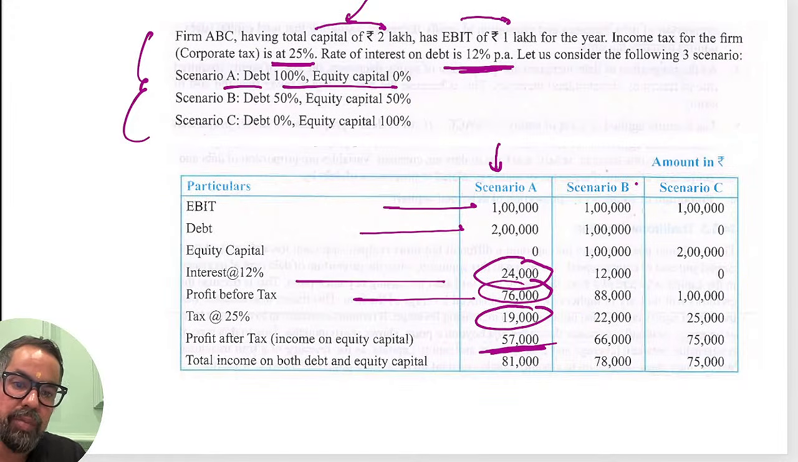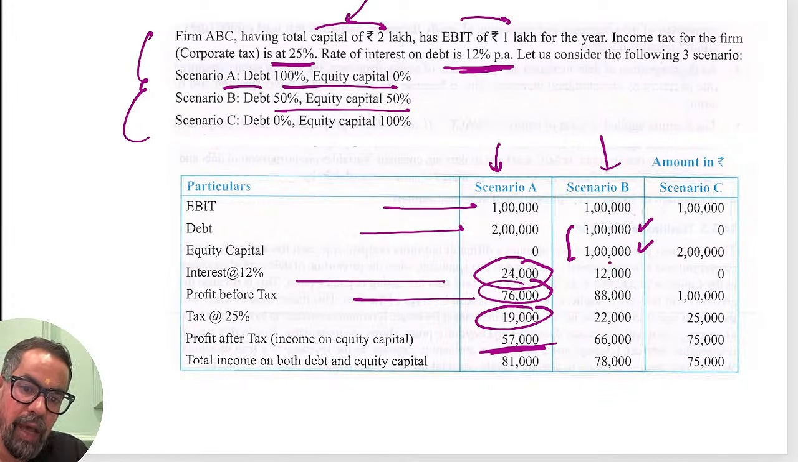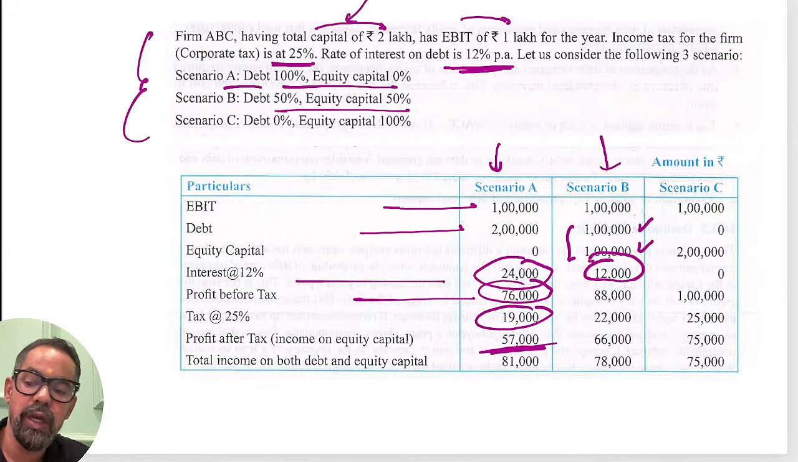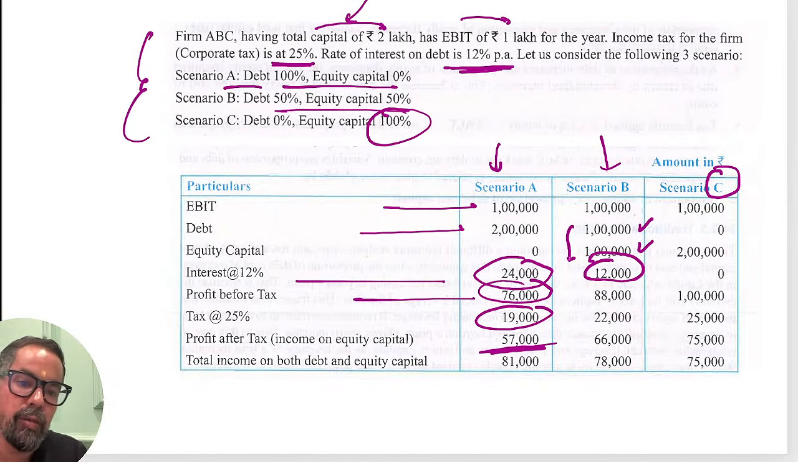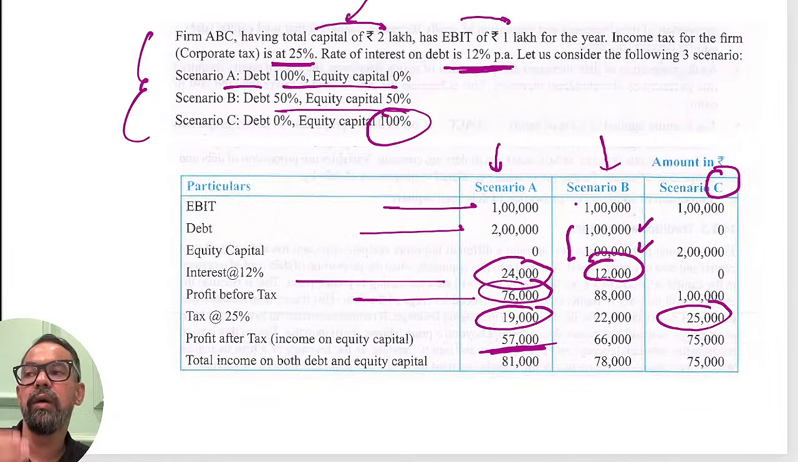Now when it comes to company B, 100% equity. So here 1 lakh EBIT, with 1 lakh capital. Now case 2 is 50-50%. So here they'll have a tax benefit of only 12,000. They can show 12,000 as a tax benefit. Then in case of scenario C, they'll be paying maximum taxes, the reason being we have raised that capital only with equity, right?